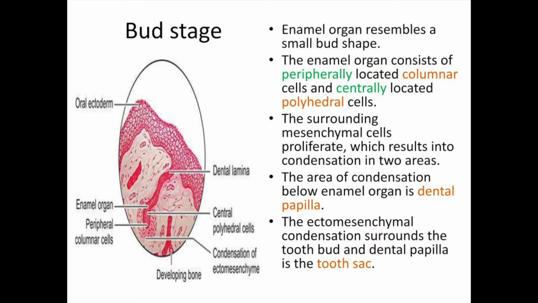Bud stage: the enamel organ resembles a small bud shape. The enamel organ consists of peripherally located columnar cells and centrally located polyhedral cells. The surrounding mesenchymal cells proliferate, which results in condensation into two areas. The area of condensation below the enamel organ is the dental papilla. The ectomesenchymal condensation that surrounds the tooth bud and dental papilla is the tooth sac.